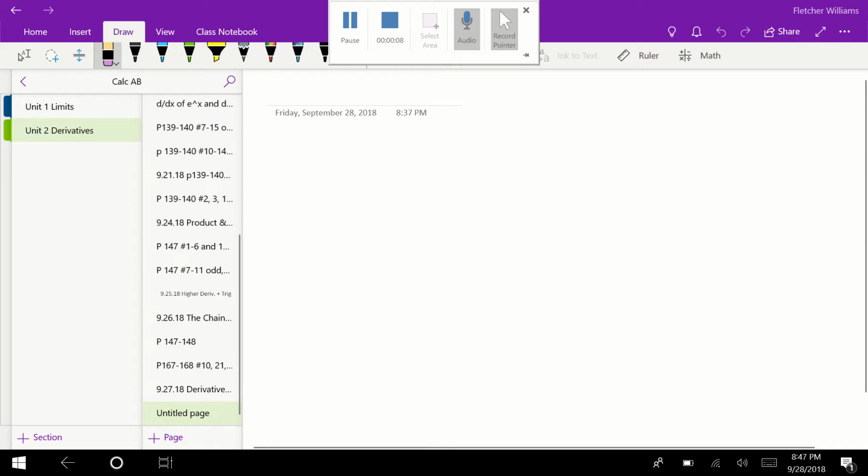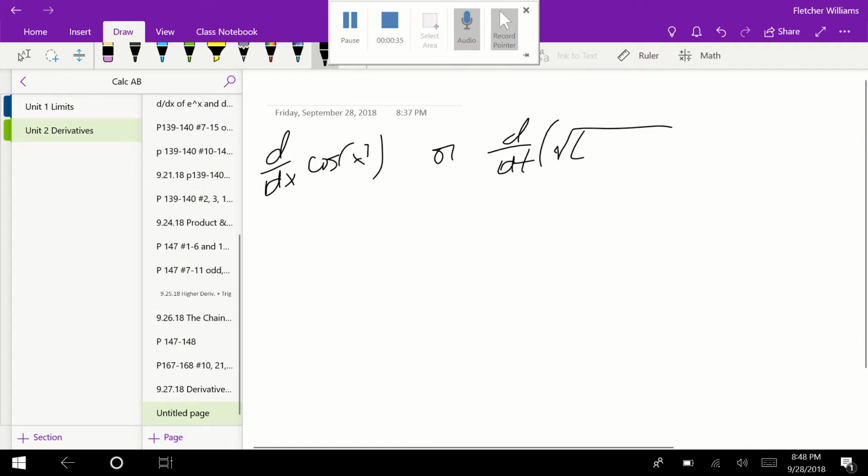So we're starting today by looking at something called the chain rule. This is going to be a way that we can help figure out derivatives of things like this. Like if we wanted to find the derivative of cosine x cubed, that's cosine of x cubed, or if we wanted to find the derivative of the square root of t to the fourth plus 1.